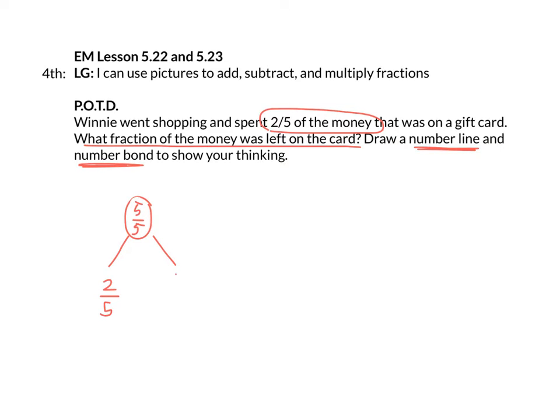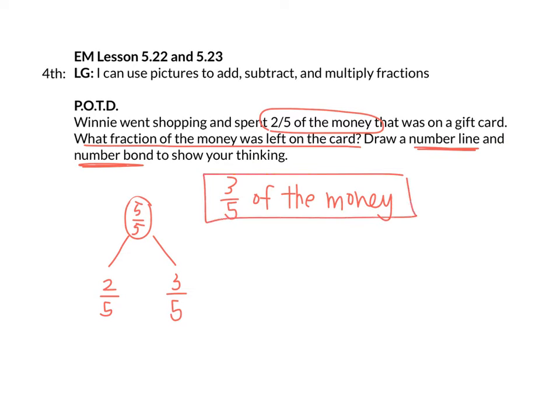Good. So if she spent 2/5 out of the 5/5, how many fifths are left? 3/5. So the answer is 3/5 of the what? Good. How can we show this using a number line? Go ahead and talk to a partner and show them how you used a number line to show this.